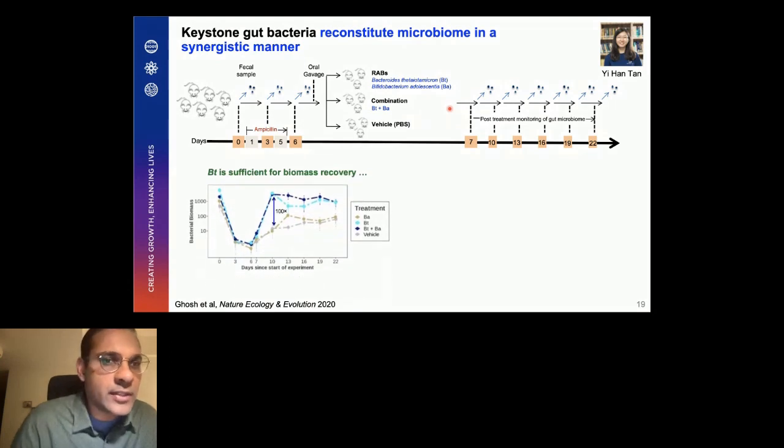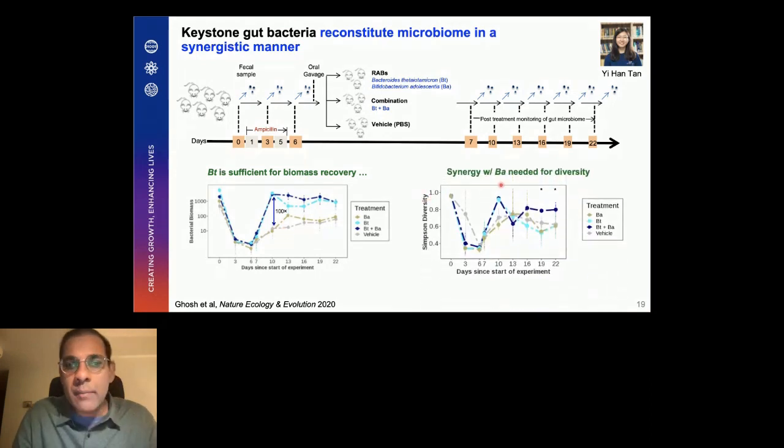One of the striking observations that came out of this study was that Bacteroides thetaiotaomicron, or BT, leads to 100-fold higher recovery of bacterial biomass just a few days after antibiotics. BT alone does it, but BA, which is Bifidobacterium adolescentis, does not. But in combination, BT and BA promote alpha diversity in the gut microbiome, so they lead to higher diversity. So there's a synergistic interaction between these two bacteria. While Bifidobacterium adolescentis, which is a common probiotic, does not in itself promote biomass recovery, it promotes diversity in conjunction with Bacteroides thetaiotaomicron.